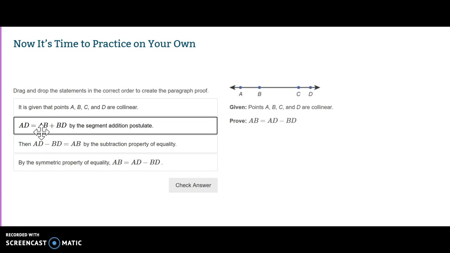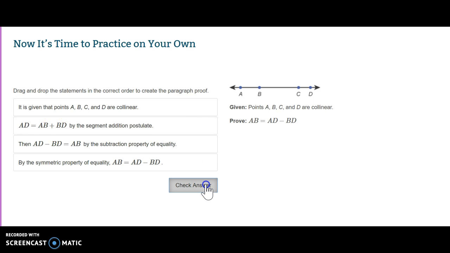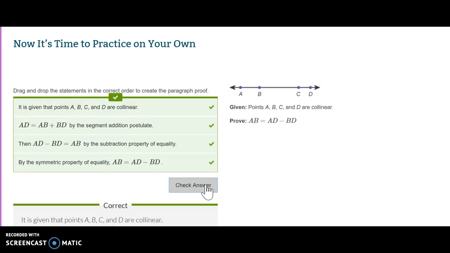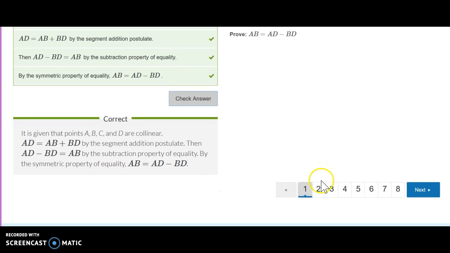And then we use the subtraction property of equality, which means we subtracted BD from both sides. And that gives us our answer. The symmetric property of equality means we can flip that around and still be equal. Let's check it out. We did great. There's our explanation.